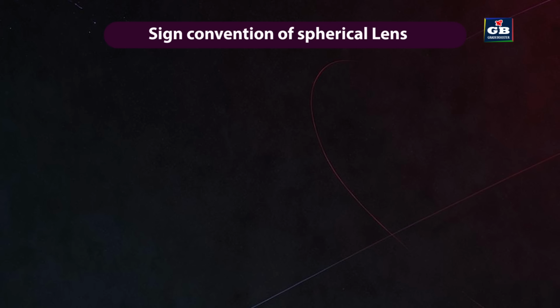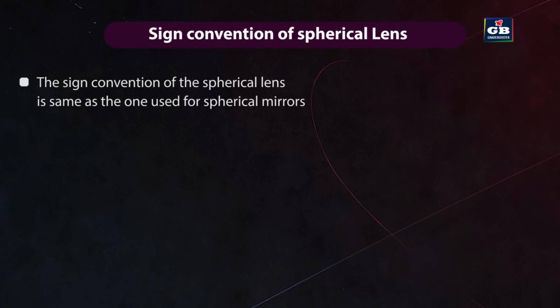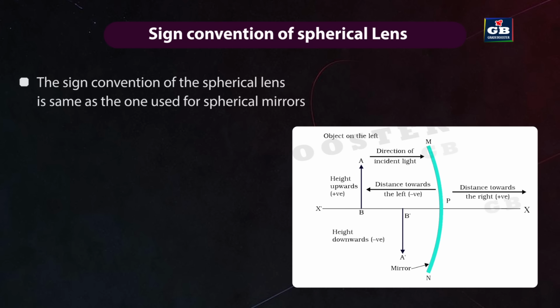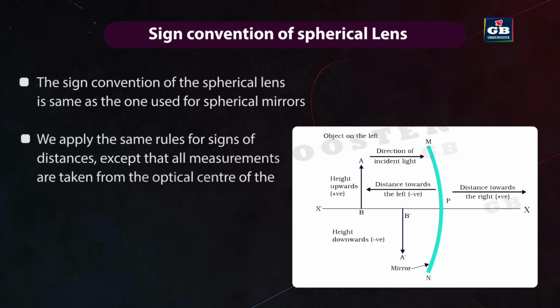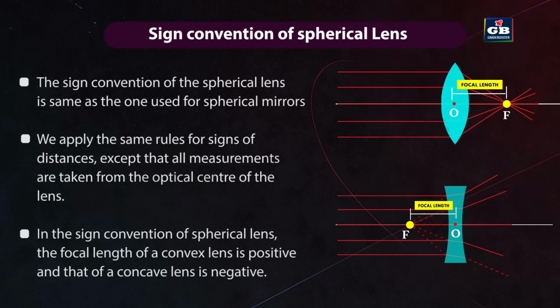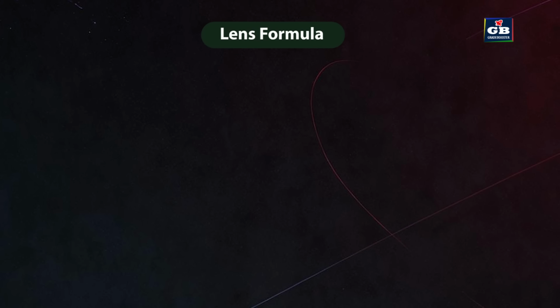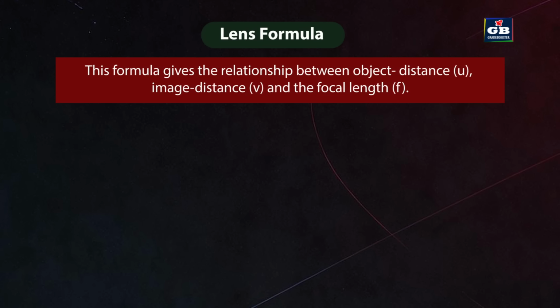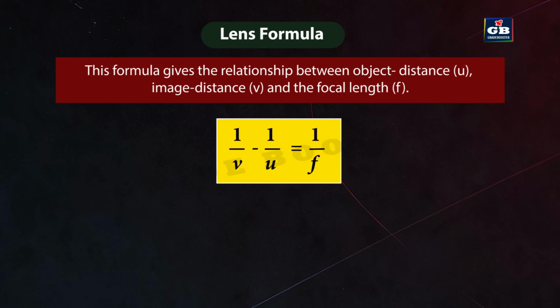Sign convention of spherical lens. The sign convention of the spherical lens is same as the one used for spherical mirrors. We apply the same rules for signs of distances except that all measurements are taken from the optical center of the lens. In the sign convention of spherical lens, the focal length of a convex lens is positive and that of a concave lens is negative. Lens formula. This formula gives the relationship between object distance u, image distance v and the focal length f. The lens formula is expressed as 1/v - 1/u = 1/f.